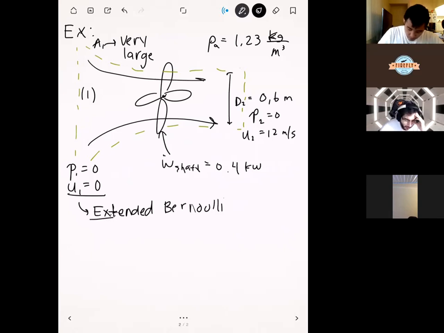And so the extended Bernoulli was basically just like our old Bernoulli, but it had some additional terms to account for work and to account for what we called losses. Okay, so let me write out the expression. We have P out over rho. Remember the difference between P with the ponytail, which is pressure, and rho without the ponytail, which is density.